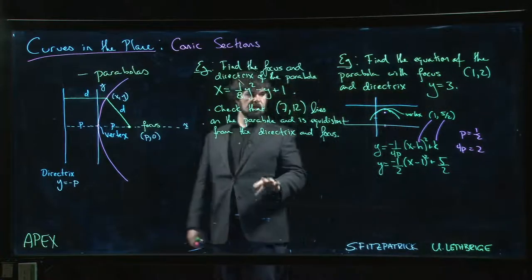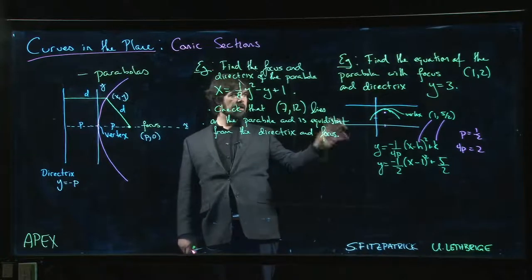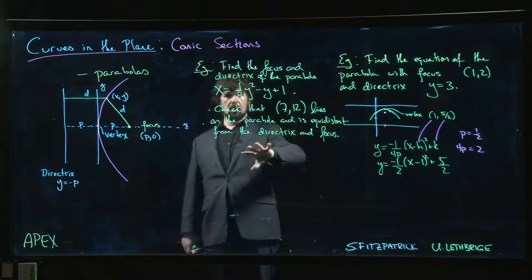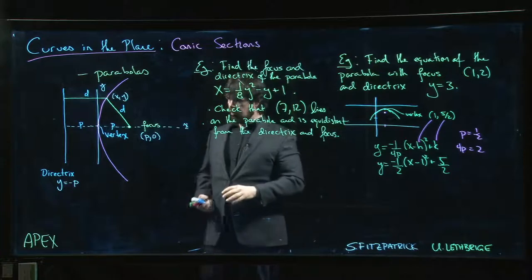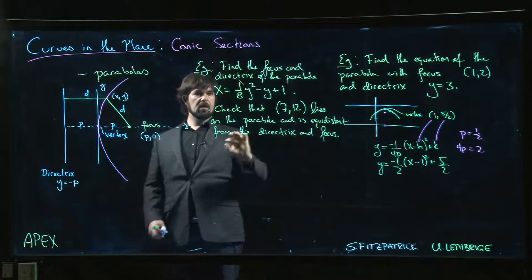All right, so here's another example. We're going to go sort of the opposite way of the previous one. In the previous one, we were given the focus and the directrix, and we wanted to come up with the equation. This time we've got the equation. We want to find the focus and the directrix. Our parabola this time is oriented horizontally rather than vertically.